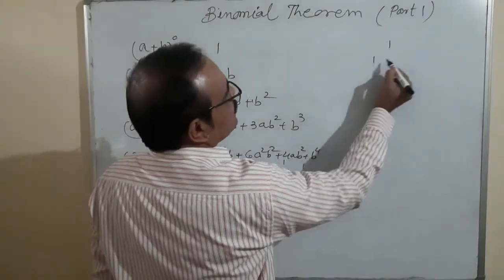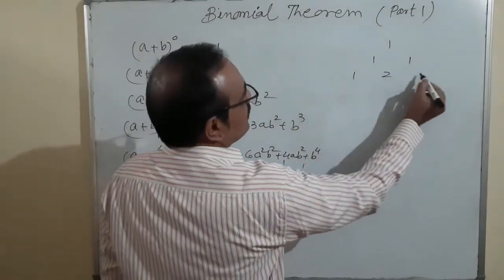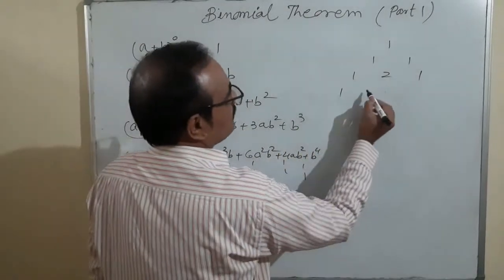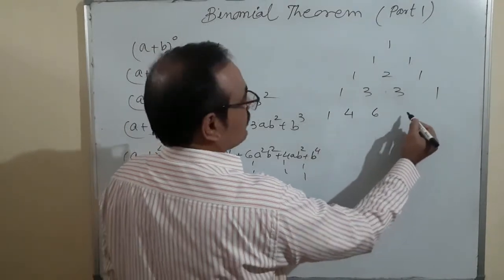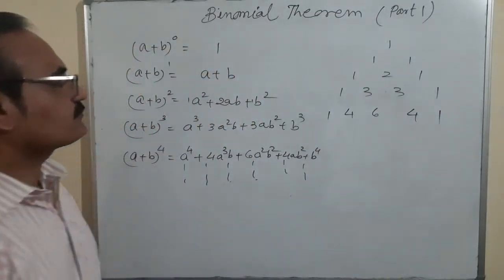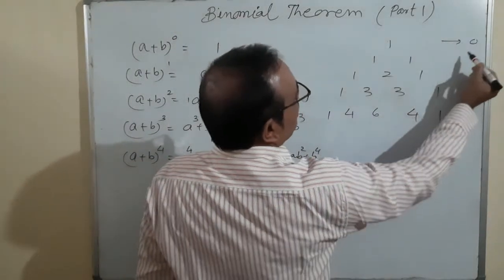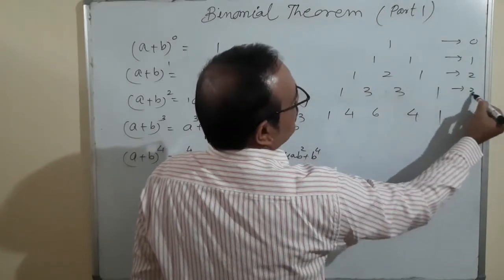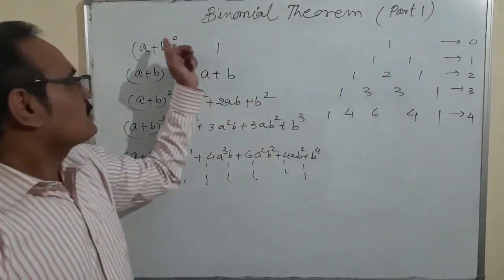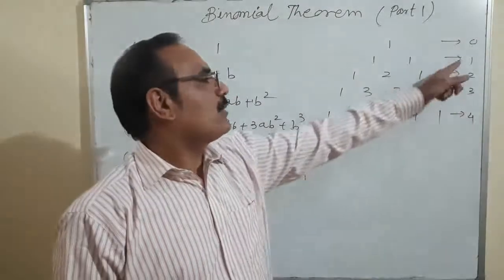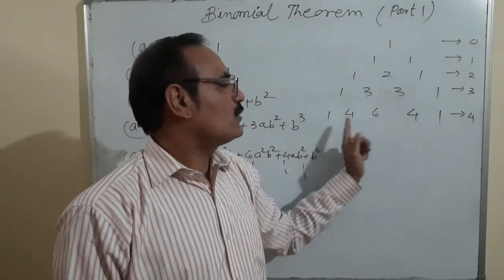I am writing only the coefficients: 1, then 1 1, 1 2 1, 1 3 3 1, 1 4 6 4 1, like that. When we see here, the powers are 0, 1, 2, 3, and 4. These are the powers in the expansion. For power 0, the coefficient is 1. When the power is 1, the coefficients are 1 and 1. For power 2, the coefficients are 1 2 1, then 1 3 3 1, then 1 4 6 4 1.